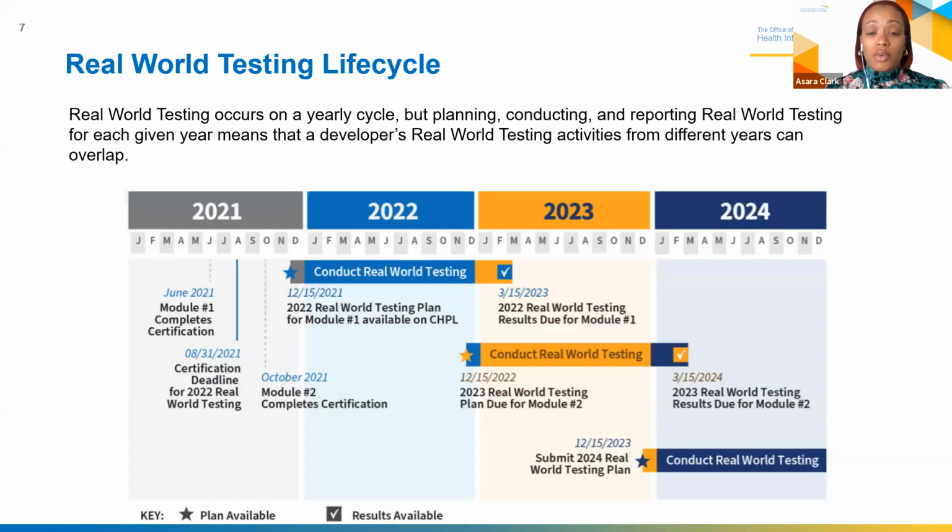So you're going to be planning for 2023 testing as you're wrapping up your real-world testing for 2022 and generating your real-world testing results report from 2022, which will be due to your ONC ACB in 2023 to be made available on CHPL no later than March 15th of 2023. So it's a rolling cycle where there's a lot of overlap, okay? And I go through this really in depth in the earlier webinar if you need a more in-depth explanation. But today's webinar, we're going to focus more on the development of the plan itself.